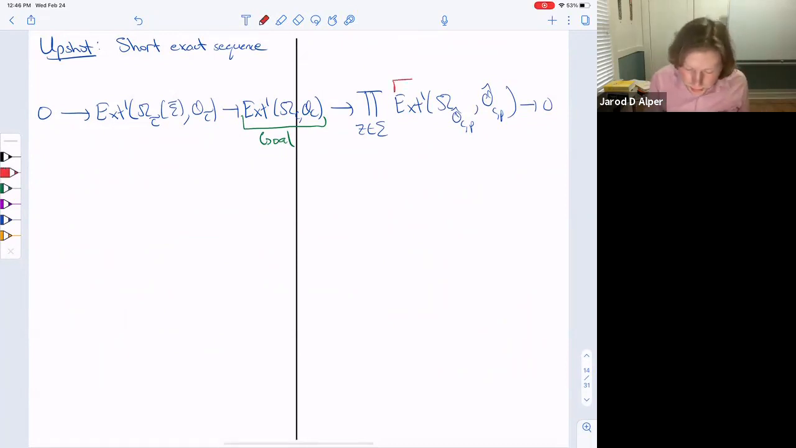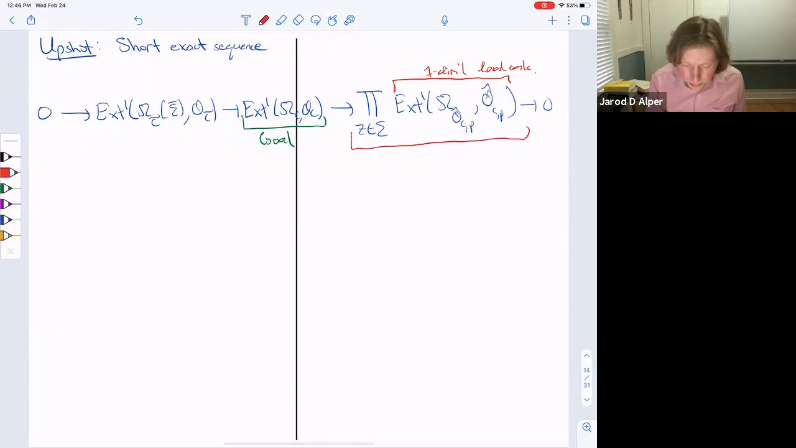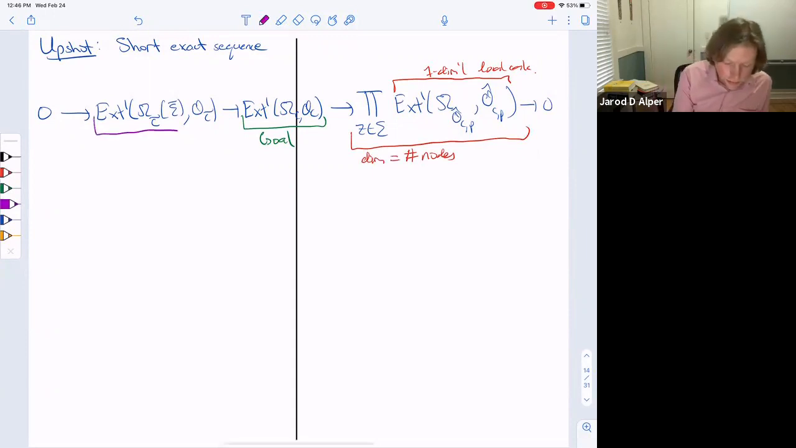So each of these X groups is one dimensional. You can do this as a local calculation using a resolution of the sheaf of differentials of the complete local ring of a node. And therefore this whole group's dimension is the number of nodes. All right, so the tricky one is the left-hand side, this group.